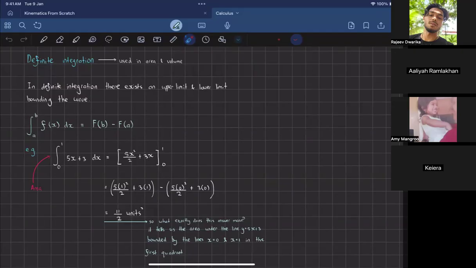Okay, I almost finished. No problem. Aliyah, 5x plus 3, is that a line or a curve? A line? Yeah, that's a line. Nice.